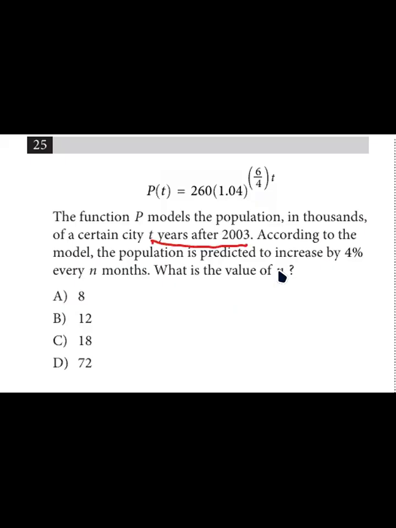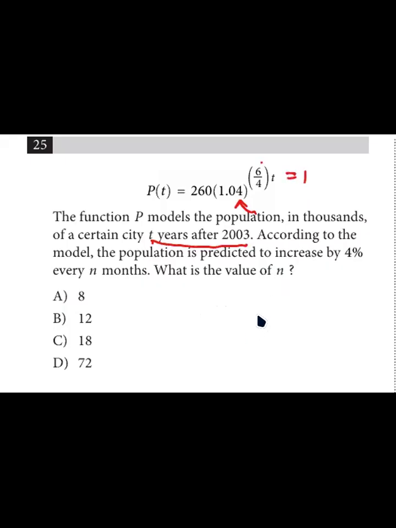According to the model, population is projected to increase by 4% every 8 months. So this is where the 4% is coming from. What is the value of n? So we're currently given it in years and we need to convert into months. If it's supposed to increase by 4% every n months, this is where the 4% is coming from. So this exponential has to be equal to 1. So the 6 over 4t has to be equal to 1.